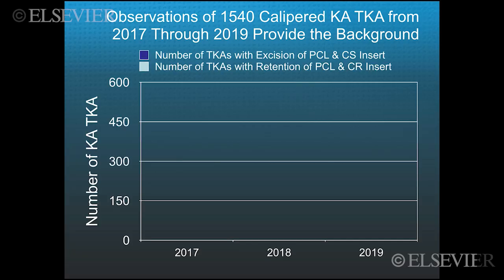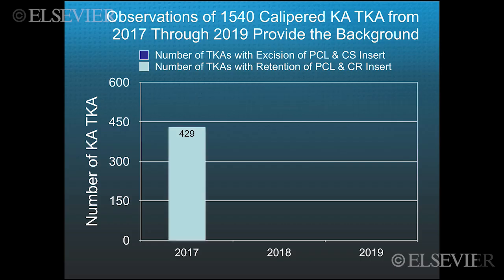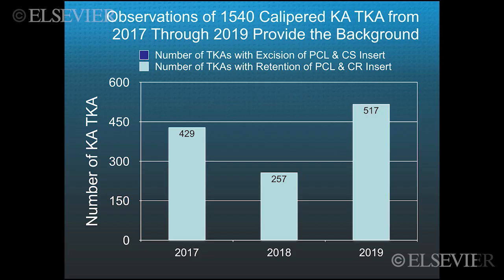If you look at this plot with the number of TKAs performed per year in 2017, 18, and 19, you'll see I averaged over 500 of these per year. In 2017, 429 were performed with retention of the PCL and a CR insert, 257 in 2018, and now 517 in 2019. During that time, we transitioned and excised the PCL and used a CS insert in the latter third of 2017, about half the knees in 2018, and very few in 2019.